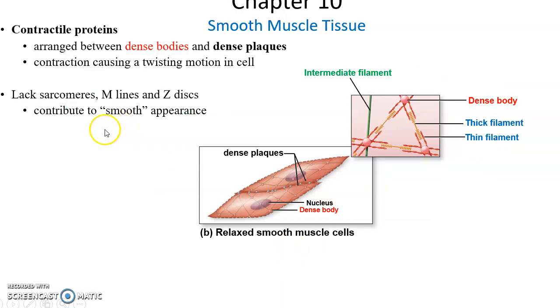So contractile proteins are still present. We still have thick filaments and thin filaments. And so as you can see, thick filaments are still attaching to the thin filaments, connecting between the dense bodies, attaching to the intermediate filaments, attaching by dense bodies to the sarcolemma.